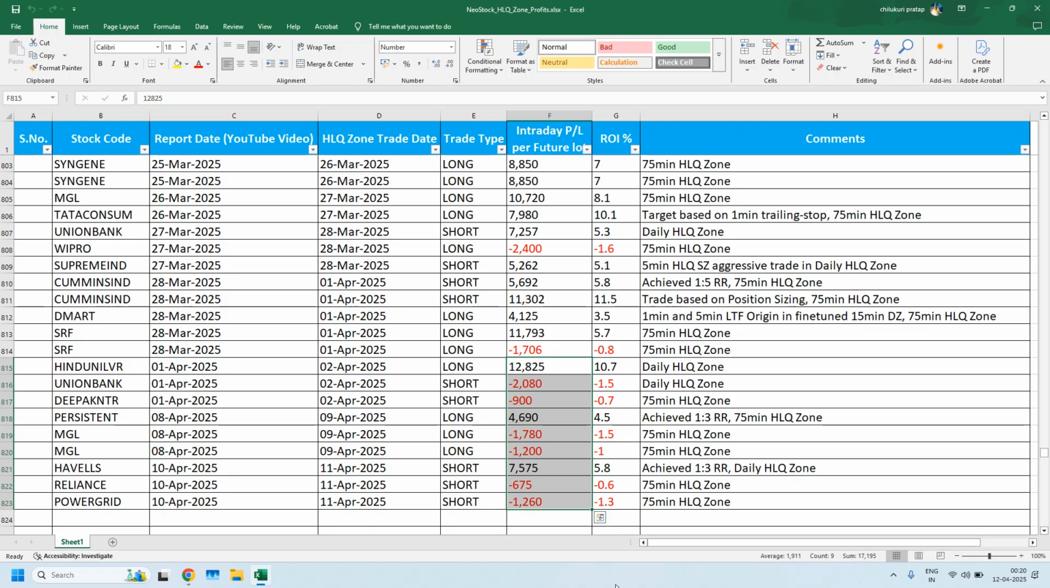That means the Trump's economic sanctions, did they really impact the performance of our HLQ zones? No, it still gave you profits. But our statistics are impacted. How? Because we are claiming an 80% success rate, but of 9 stocks, we got only 3 stocks successful.